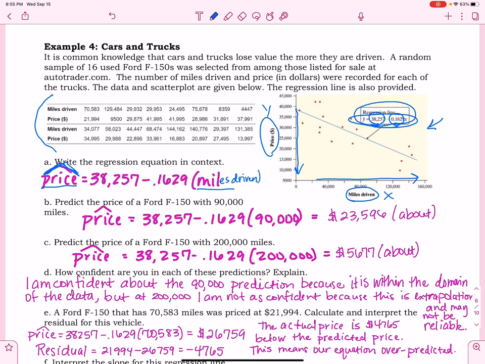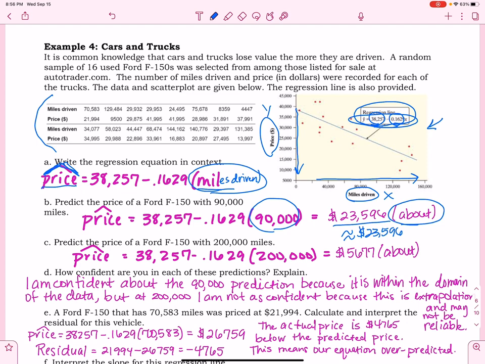All right. So now we're being asked to predict the price of a Ford F-150 with 90,000 miles. So I'm going to use my regression equation and I am going to replace miles driven with how many miles are driven, 90,000. Put that in my calculator. This is what I get. Remember that a prediction equation is not for sure, okay? It is not the end-all be-all of your answers. You can also write your answer this way. This shows that you mean it is approximately 23,596. Always a good idea because this is not perfect.